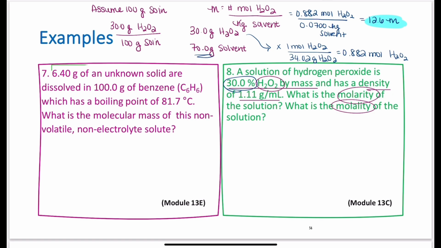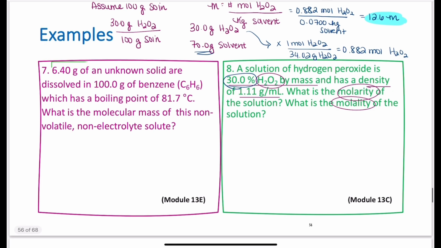What do I mean by molarity? Molarity is the number of moles of solute, which I already know to be 0.882 moles, per liter of solution. I don't know the liters of solution, but I can use the density to find it, because I assumed 100 grams of solution, number of liters of solution.